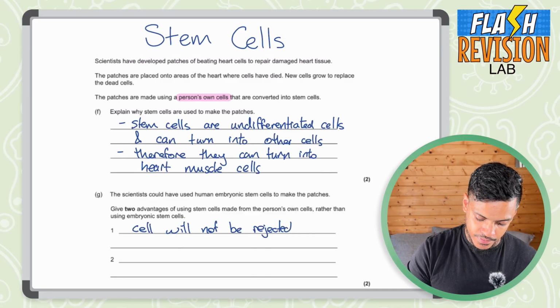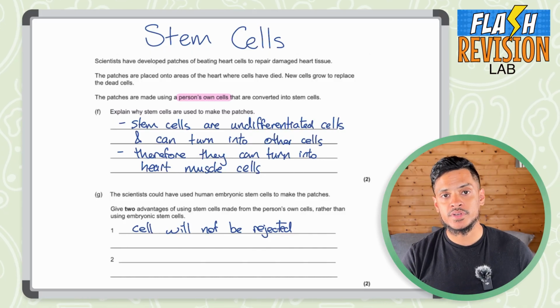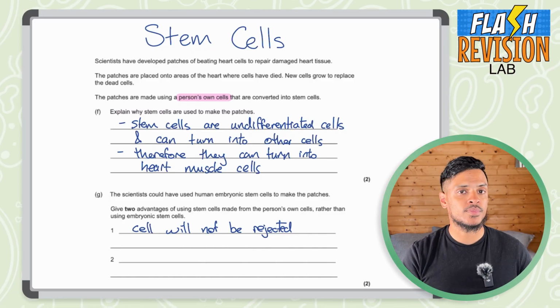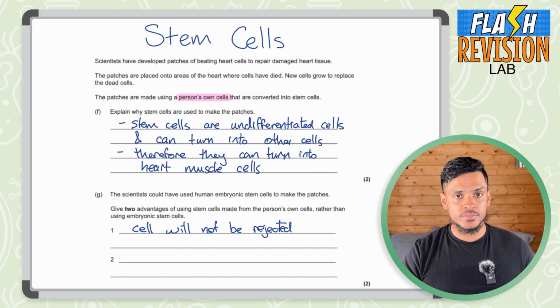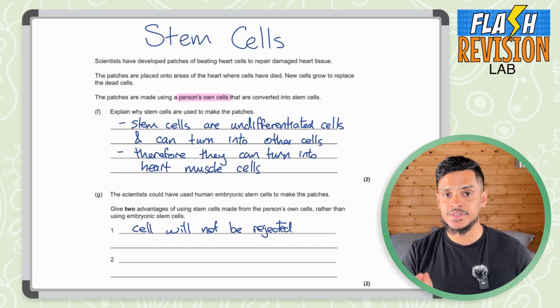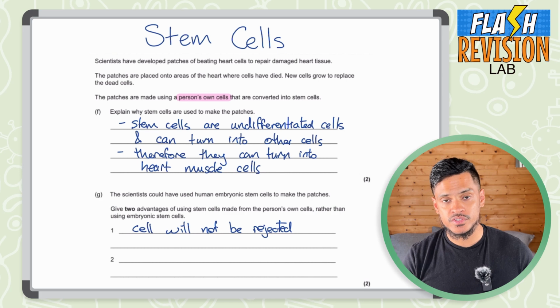So what can happen is if the body thinks it's something that doesn't belong in the body, it could reject it, which means it sends an immune response to it, which isn't good. And that could happen if the cell is from somewhere else. But if it's already that person's cell, if it's got the same DNA as the cell, then the body is going to recognize it as their own. So it won't reject it.